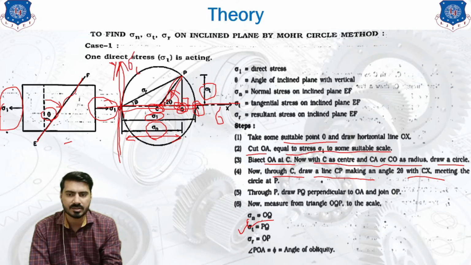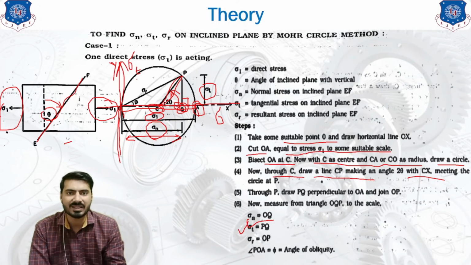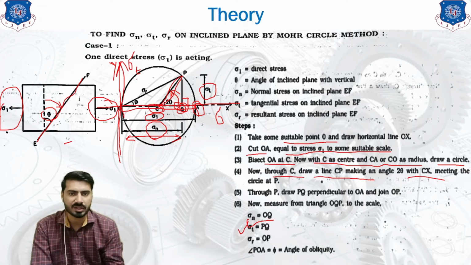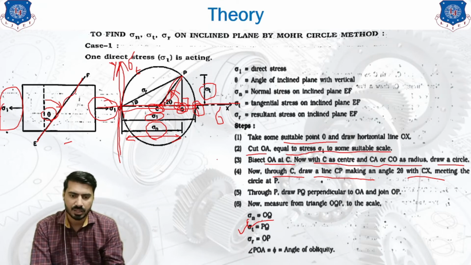So tangential stress or shear stresses are represented vertically. Anything you measure in the vertical direction is always representing a tangential stress, and anything that you measure in the horizontal direction will represent a direct stress. We have measured OQ horizontally, that's why it is our normal stress. We have measured PQ vertically, that's why it is our tangential stress.